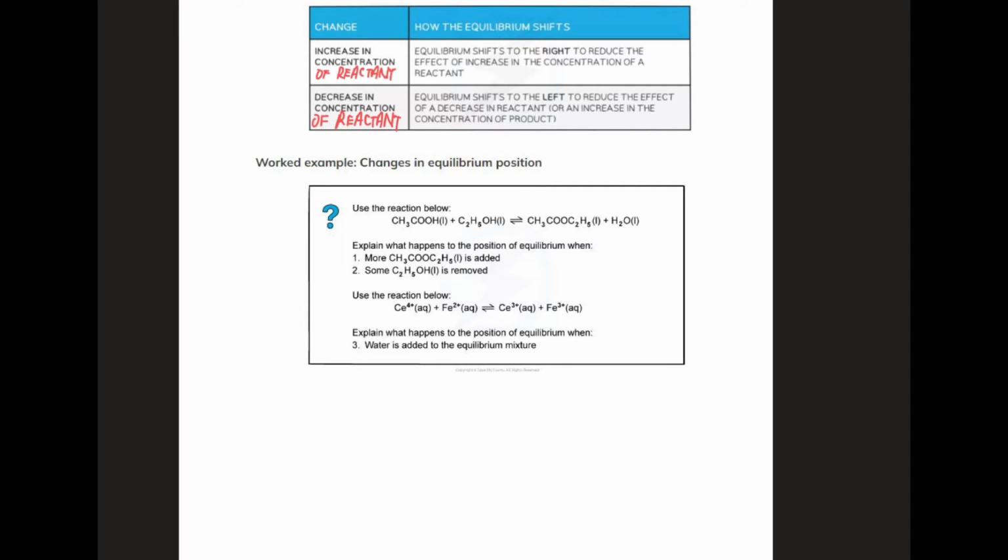I was thinking that it will either move to the left or there will be no change. Move to the left or no change. Okay, why do you think like that?